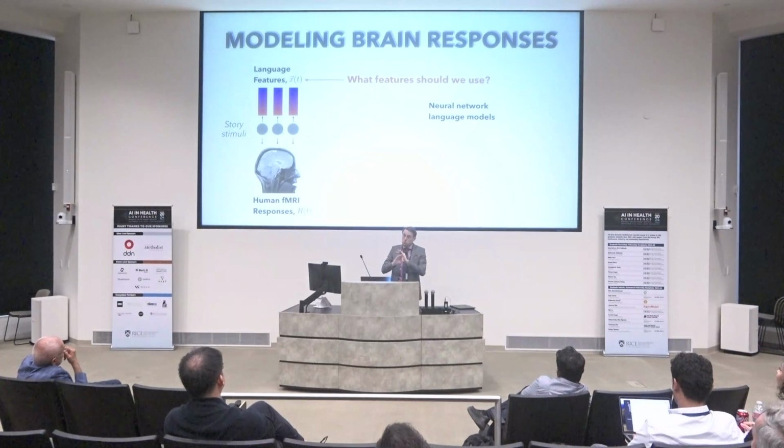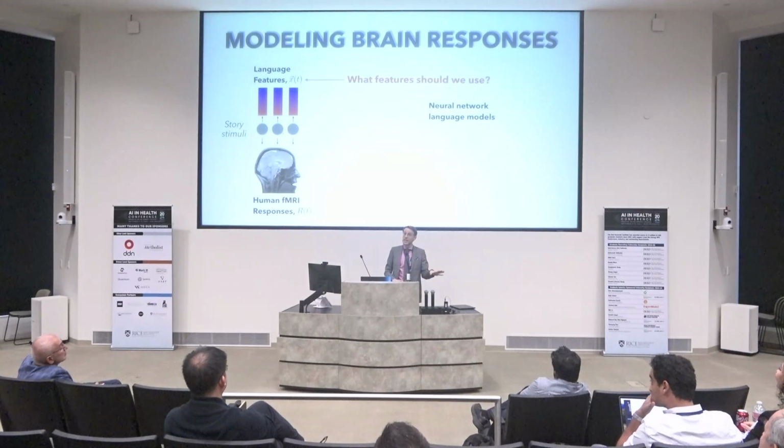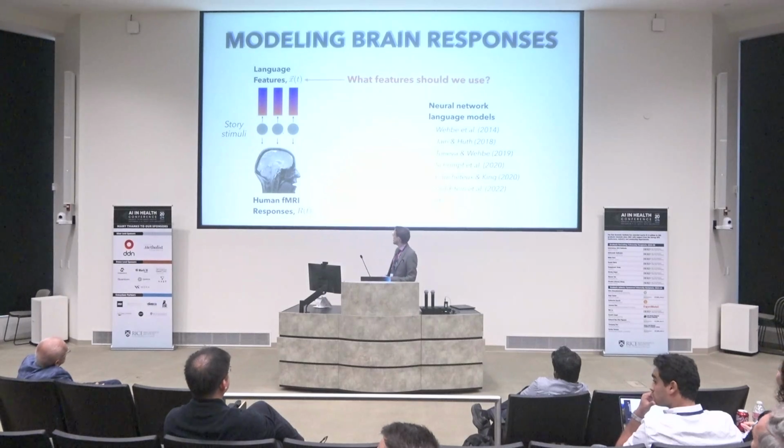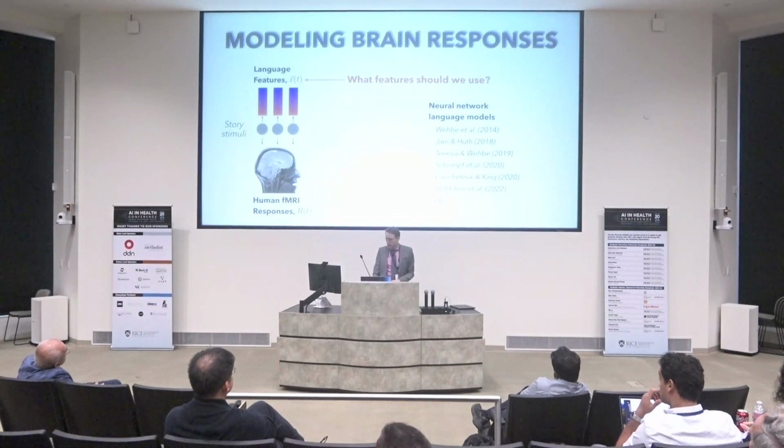This works very well. This works almost shockingly well. Instantly when neural network language models came on the scene 6 or 7 years ago, we started doing this, and it just beat the pants off our earlier word embedding models. Everything else that we had done was kind of thrown by the wayside, and this became the mainstay of how we model brain responses to language. So this has now become a pretty popular thing.